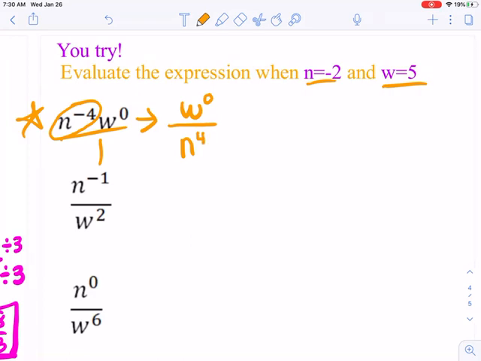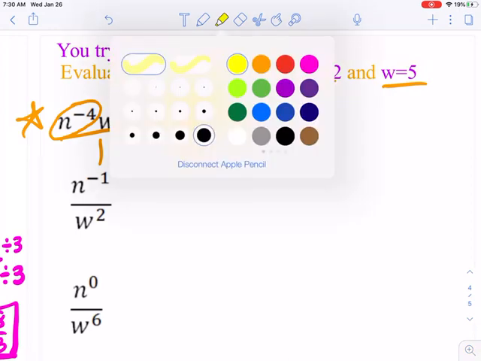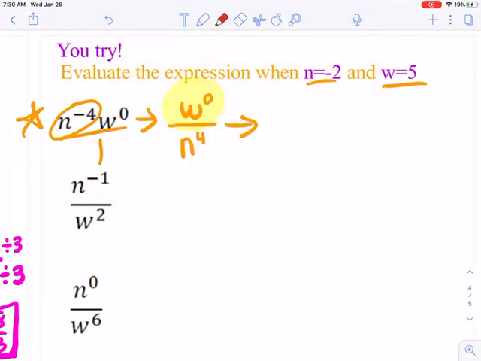So w to the 0 gets to stay, over, well, now n moves downstairs to the denominator and gets a positive exponent. I can also simplify something else, right? Hopefully you see that w to the 0. Well, what's anything to the 0 power? Hopefully you're thinking, oh, it's 1, right? So really, I can just replace this with 1 over n to the 4th.